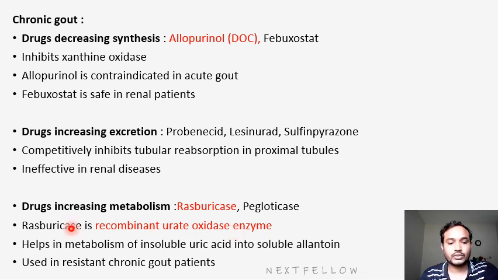These drugs are normally useful in patients with resistant chronic gout, that is, patients resistant to allopurinol or febuxostat. How do they act? They help in the metabolism of insoluble uric acid to soluble allantoin. The drugs are rasburicase, a recombinantly developed molecule, and pegloticase, a newer molecule. That's all regarding gout.